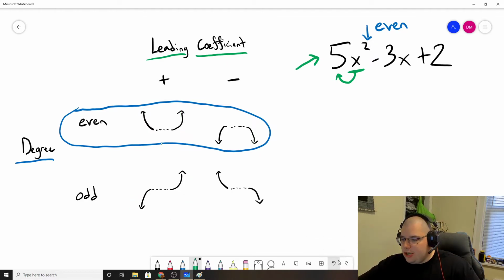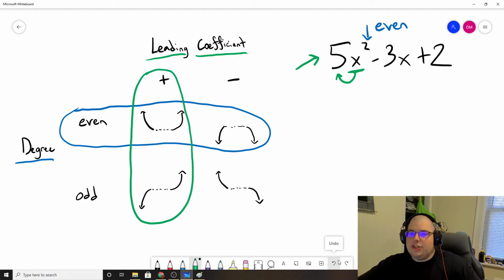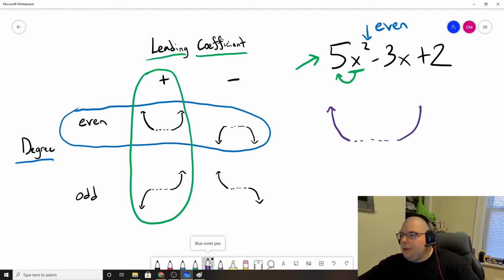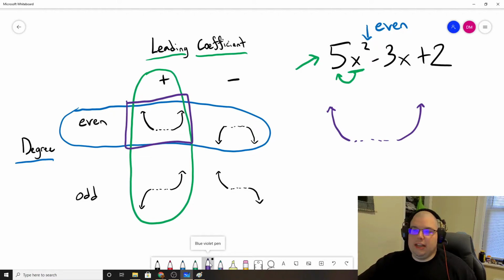Ooh, I did a bad job of circling that. So our answer should be in the positive leading coefficient column. Now, if you can see, the thing that I've circled twice, both when I circled the even degree row and the positive leading coefficient column, is our answer. So our end behavior for this question is that both ends are going to be pointing upward like that. So that is my answer for the end behavior.